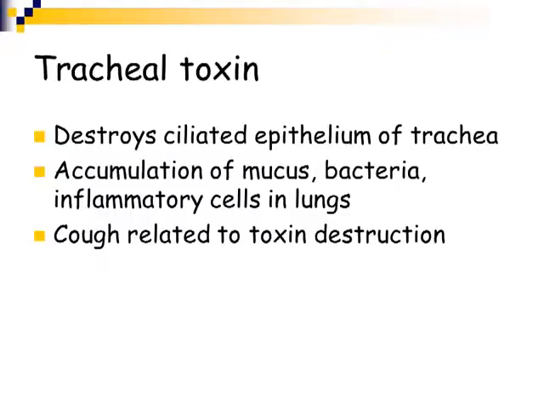There's also tracheal toxin, and this toxin destroys the ciliated epithelial cells of the trachea. When tracheal toxin is working, it generates an accumulation of mucus, bacteria, and also inflammatory immune cells in the lungs. And that is what is causing that cough: the destruction of the cells and all this accumulation of mucus in the lungs, generating this cough that is known for Bordetella pertussis infection.